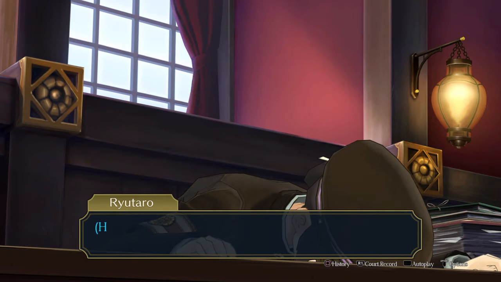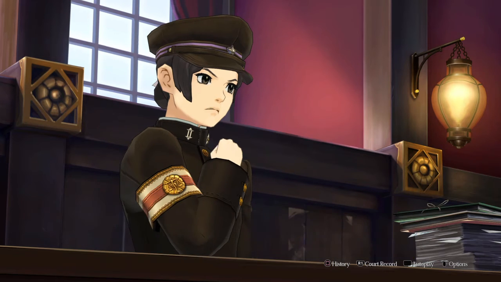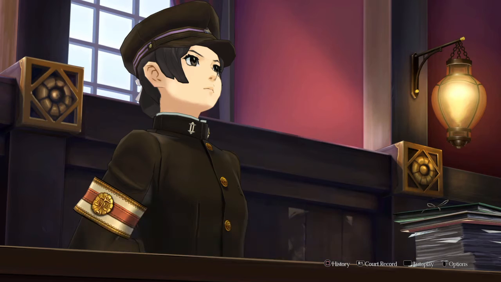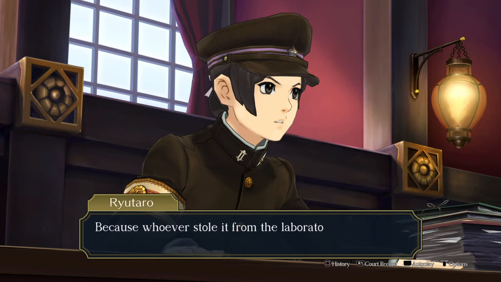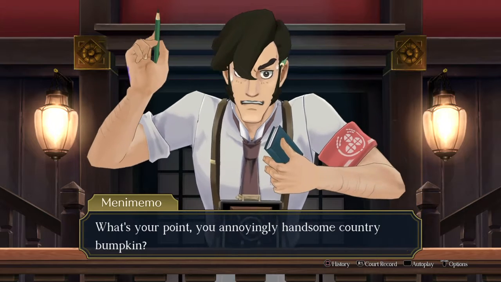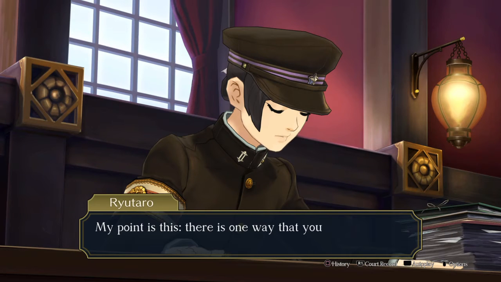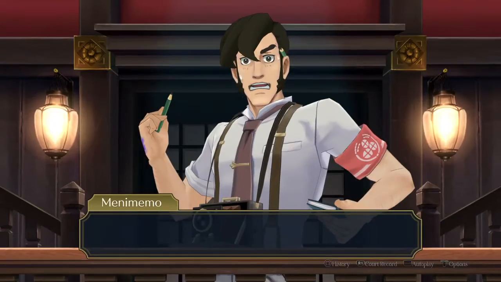But there can't be any question of it. He must have stolen the poison that day. He stole it and used it to kill. And if that's the case, as you've identified, the poison itself is the definitive evidence we need. Because whoever stole it from the laboratory that day is the true culprit here. What's your point, you annoyingly handsome country bumpkin? Jeez, thanks for the flattery. I appreciate it. My point is this. There is one way that you, Mini-Memo-san, could have stolen the poison that day.